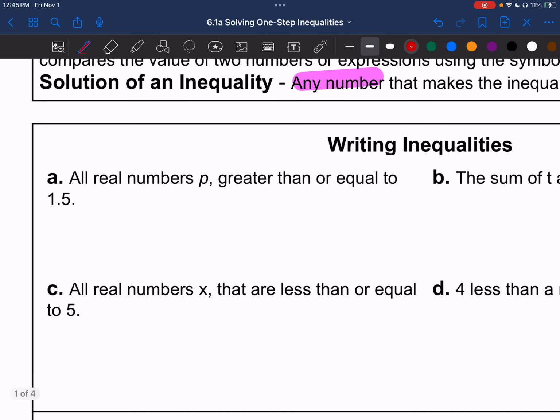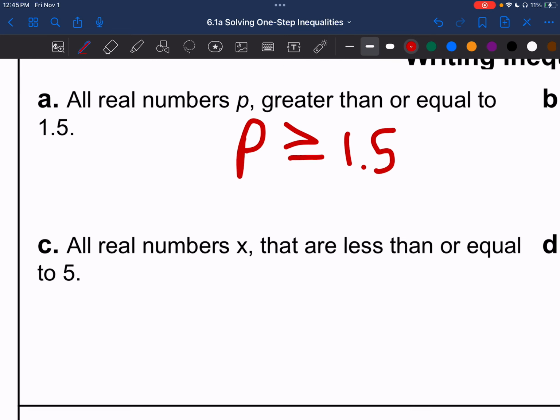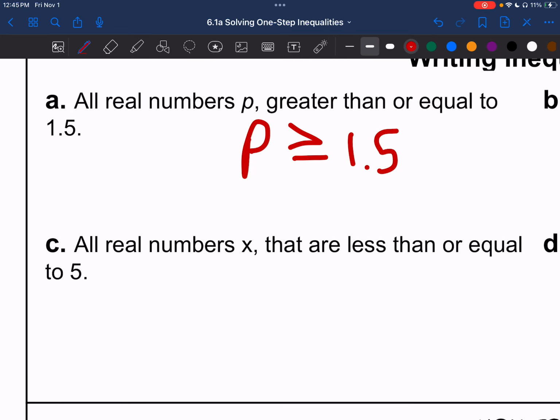So let's start by writing some inequalities. Letter A, all real numbers P greater than or equal to 1.5. So we want to know P is greater than or equal to 1.5. And since it's already on the screen, let's look at letter C. All real numbers X that are less than or equal to 5. So X less than or equal to 5.